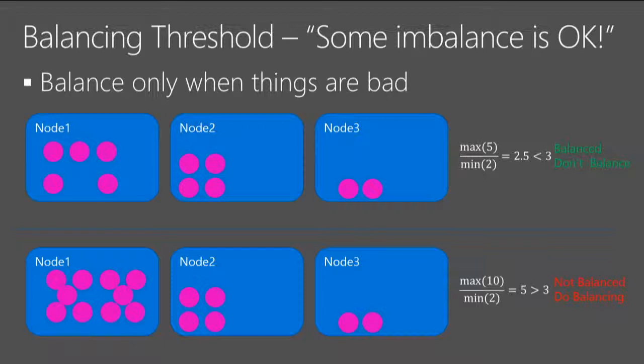So in the first example here, everything's fine, right? Max is 5, min is 2. That's below my ratio of 3 that I selected. Cluster is balanced. We're not going to touch it, right?